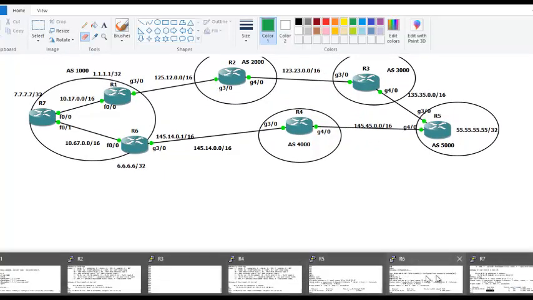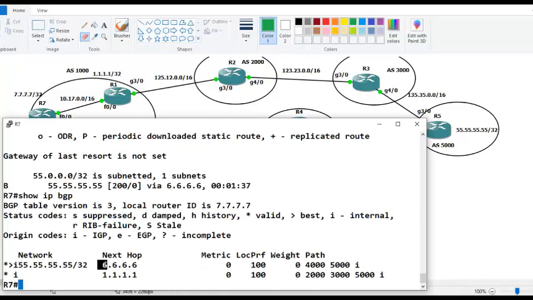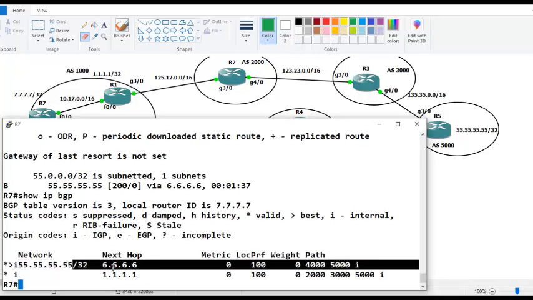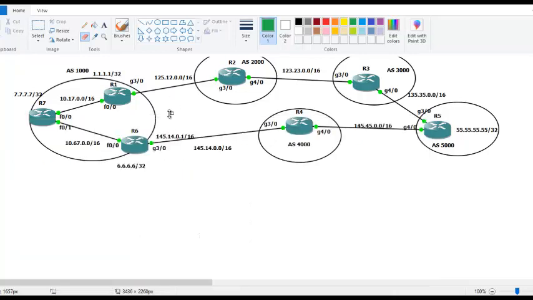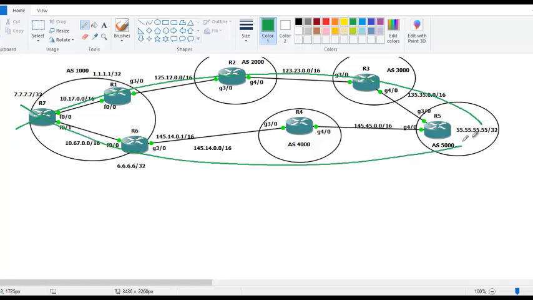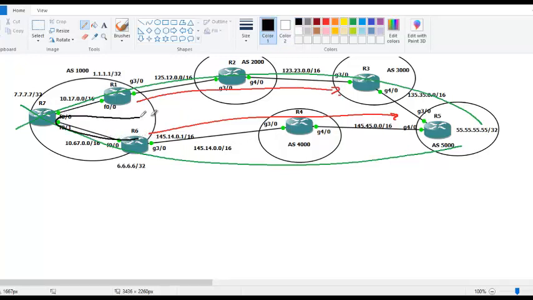R7 knows that I have a path via router 6, I can go via router 6, I can go via router 1. R7 knows that there is a path this way, there is a path this way. But R6 knows only this path. Likewise, R1 knows only this path. R6 does not know there is one path like this. Likewise, R1 does not know that there is one path like this.